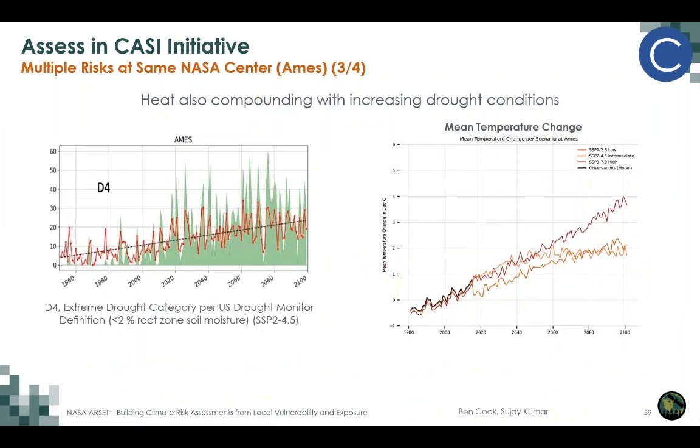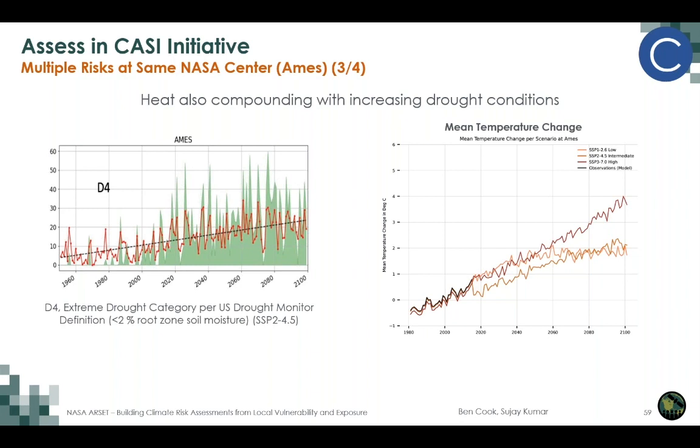Another risk at NASA Ames is the projected increase in extreme drought conditions. On the left, you'll see the increase in D4, which is an extreme drought category as per the US Drought Monitor definition, which means less than 2% root zone soil moisture. This is projections from the SSP 2-4.5 or the intermediate emission scenario, and you can see this increase in the frequency of D4 drought events per year.